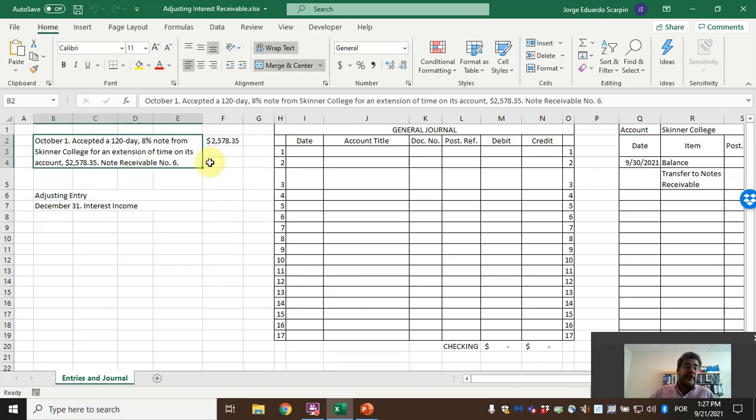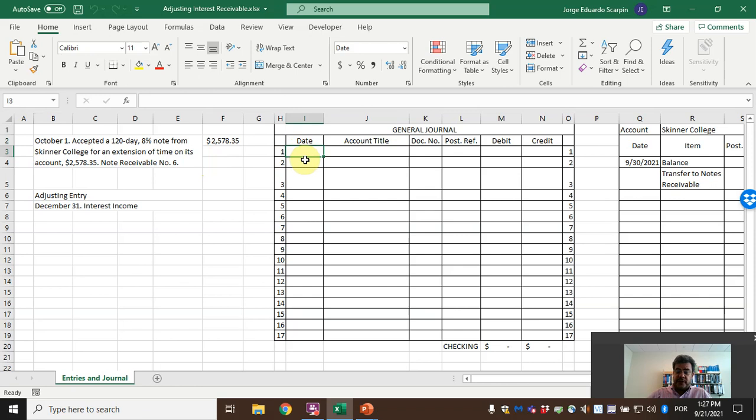So here, October 1st, accept a 120 days, 8% note from Skinner College for an extension of time of its account, $2,578.35. Note receivable number 6. October 1st, 120 days. October, November, December, January, we will receive it on February 1st or January 31st, the next fiscal year. So, okay, let's do the first one.